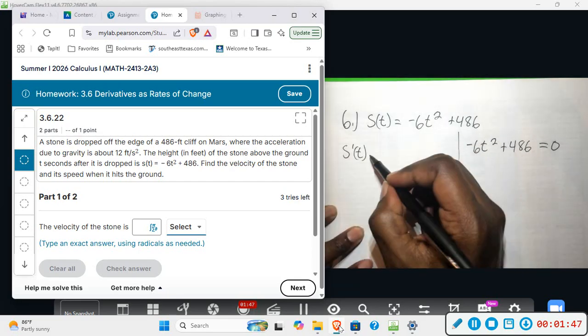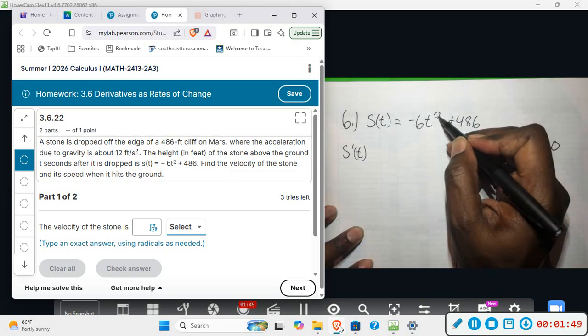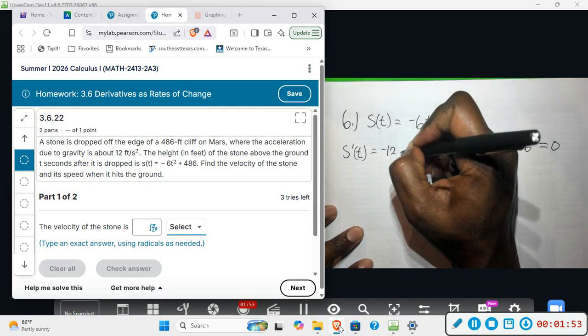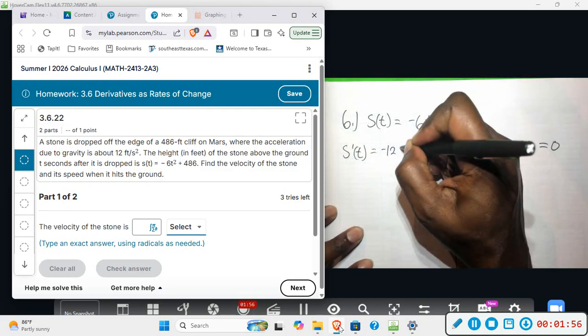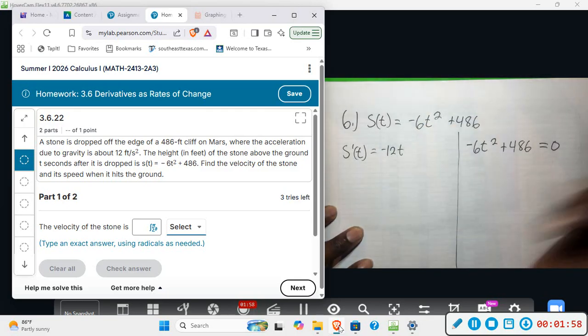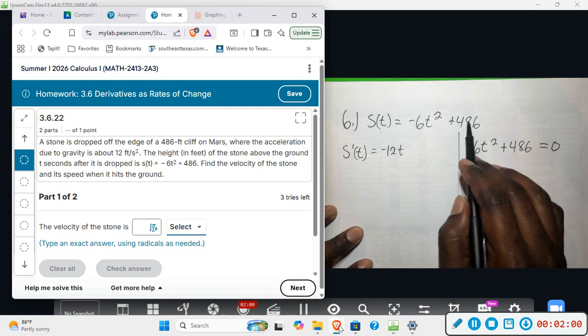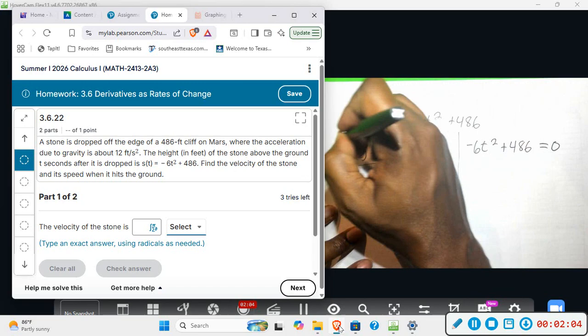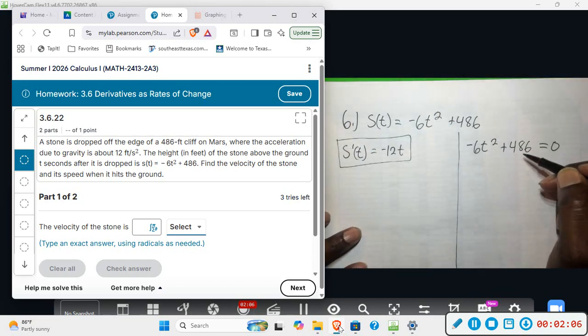The derivative is probably one of the easier things to do at this point. So 2 times the negative 6 will give me a negative 12. Subtract 1 from the exponent, so that gives me negative 12t, using the power rule. The derivative of a constant is 0. So here is my velocity function. And then we're going to solve this.